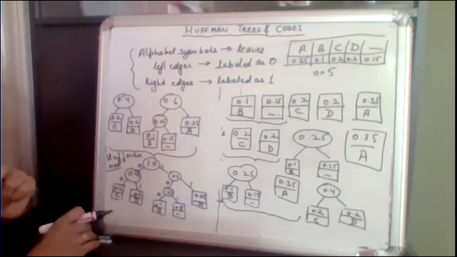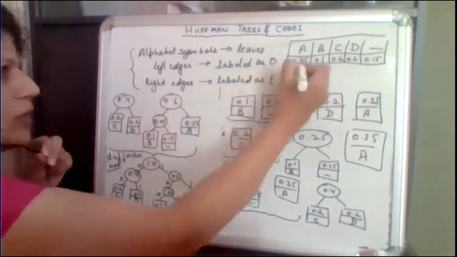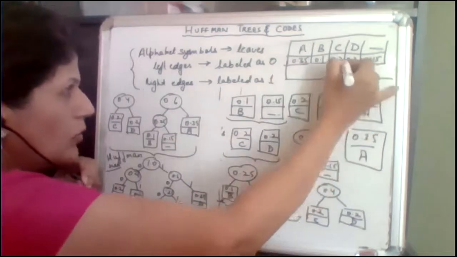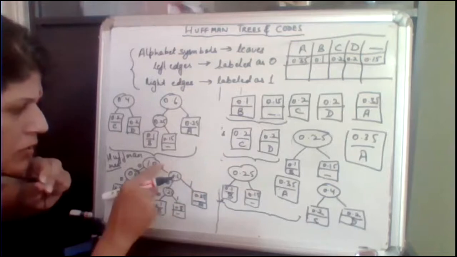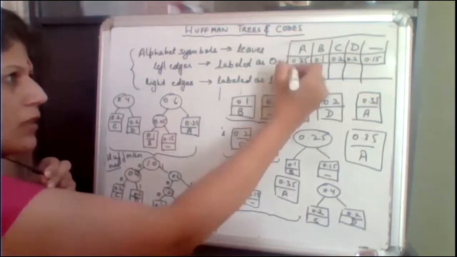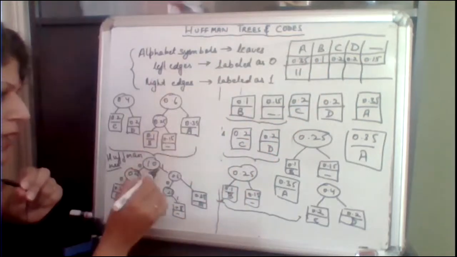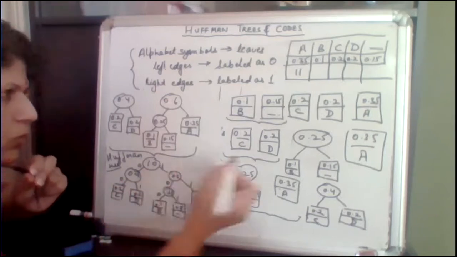Now from this, we are going to get the code. Yes. So to represent A, what do we need? To reach the leaf A, you have to traverse through these edges, and these edges are nothing but 1, 1. Yes, to reach B, you have to traverse through these edges, and it is 1, 0, 0.